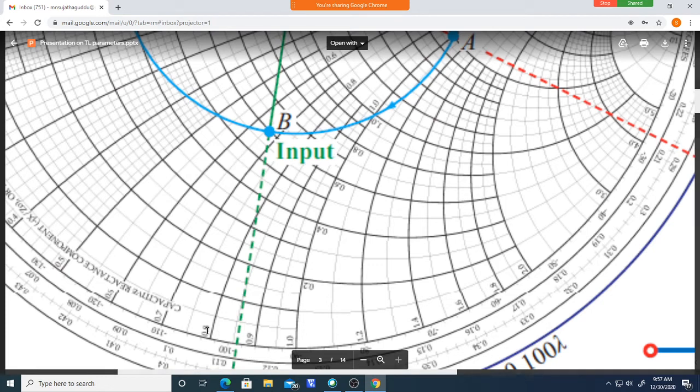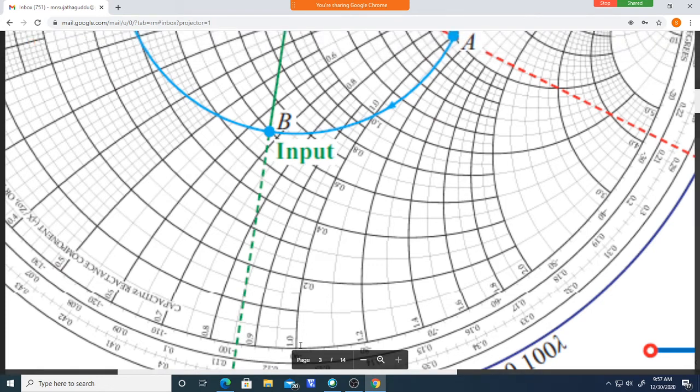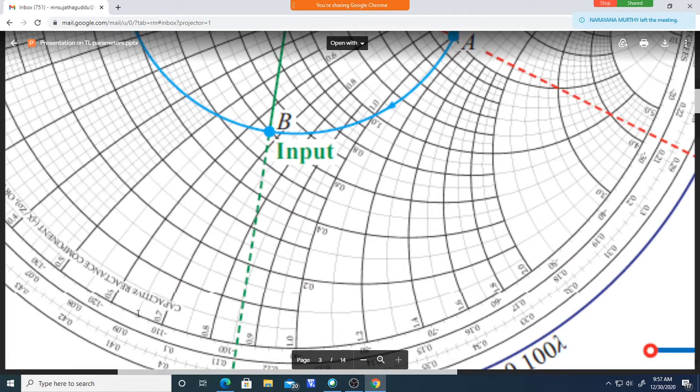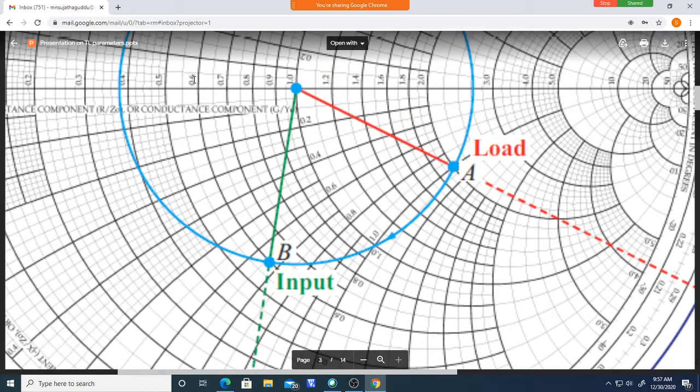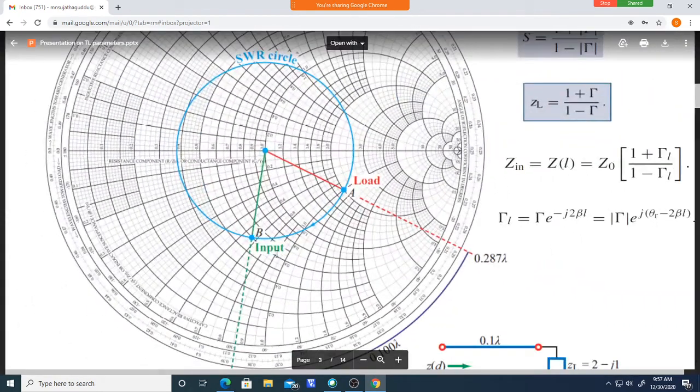Okay, this is 0.8, 0.91. This is 0.65. This value is 0.65 minus 0.65. The value is minus 0.65. So the reactance value is minus 0.65 and the resistance value is 0.6. So 0.6 minus 0.65 is the impedance at this position.